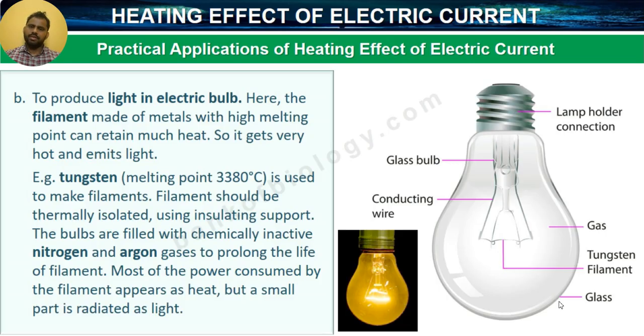The filament is made of a metal with a high melting point that can retain much heat, so it gets very hot and emits light. Tungsten is used. Now in the exam they ask why tungsten filament is used. Tungsten has a high melting point of 3380 degrees Celsius. It is used to make the filament.